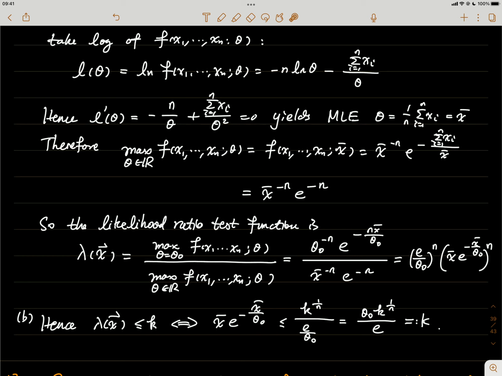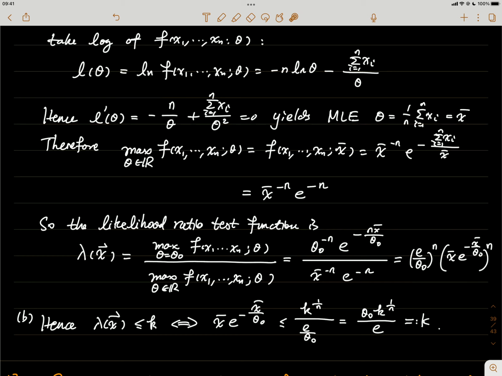So we can put our critical region in the form that once we get the random sample, we can calculate the sample mean, and we can calculate this value. Once this value is less than or equal to this capital K, then we can reject H naught. There is a remaining issue in practice: how do we really figure out this little k or this capital K here?